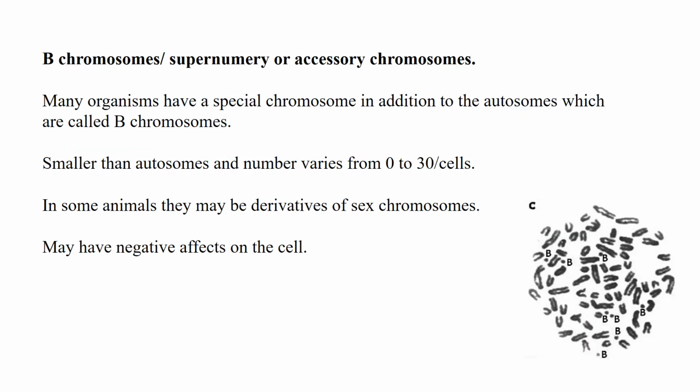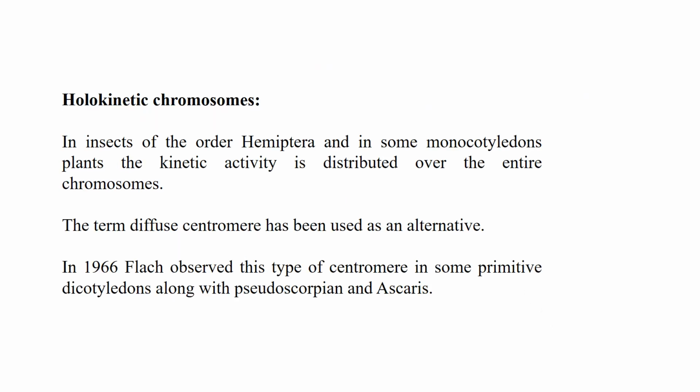B chromosome, also called the supernumerary or the accessory chromosome भी बोलते हैं इनको. Many organisms have a special chromosome in addition to the autosomes, which are called the B chromosomes. Autosome के अलावा कुछ small chromosome को बोलते हैं B chromosome. These are smaller than the autosomes, and the number varies from 0 to 30% depending upon the type of cell. In some animals they may be derivatives of the sex chromosomes. कुछ animals में वो sex chromosomes से derive होते हैं. Sometimes they have negative effects on the cell. These are the small chromosomes called the B chromosomes.